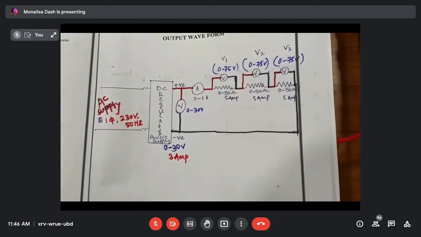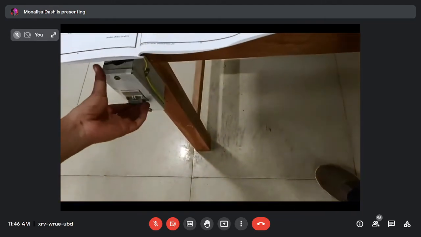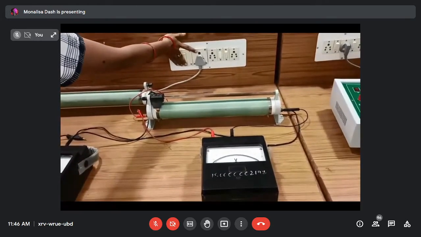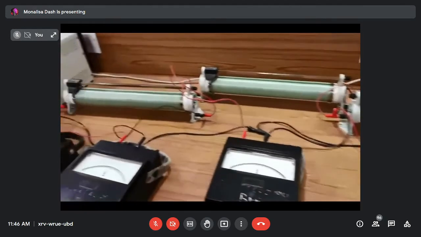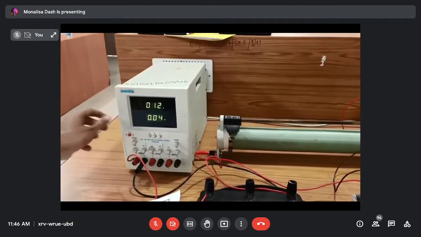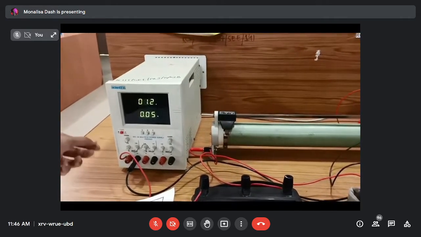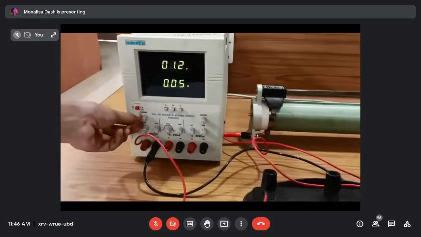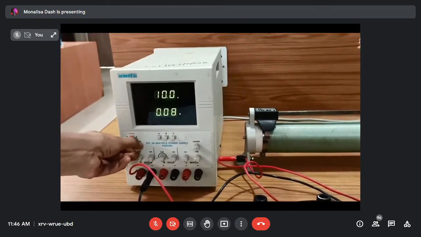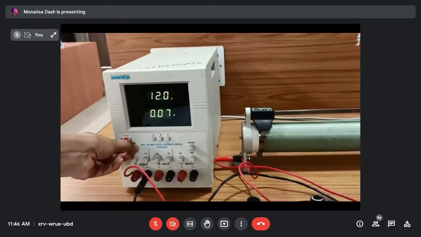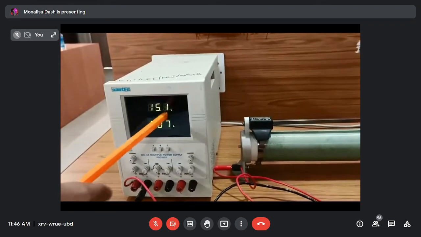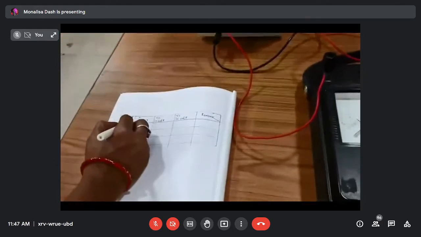Now we will switch on the supply. First, MCB on. Switch on the single phase AC supply, 230 volt and 50 hertz. Then switch on the regulated power supply and adjust it to 15 volt. This is 15.1, approximately 15 volt. Applied voltage is 15 volt.